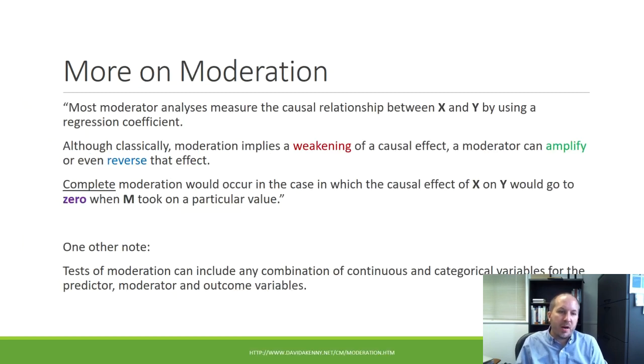When we are looking at moderation analyses, it can have two kinds of effects. So classically, normally when they're talking about moderation, they're talking about a weakening of a causal effect, but moderation can also amplify or even reverse the association between two variables. Complete moderation would be absolutely reducing that relationship between those two variables to zero, so where we completely remove that relationship.